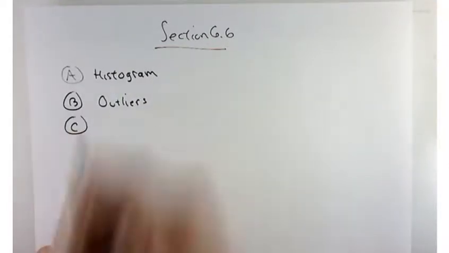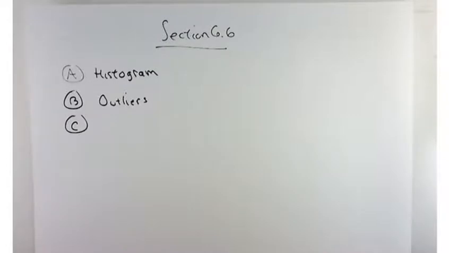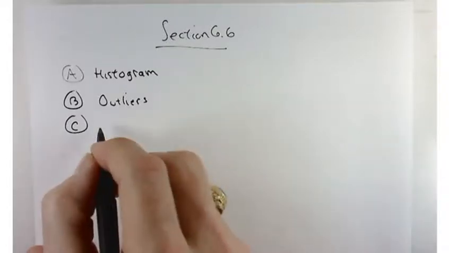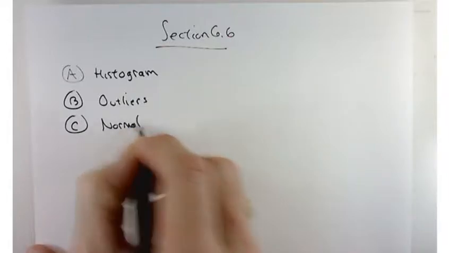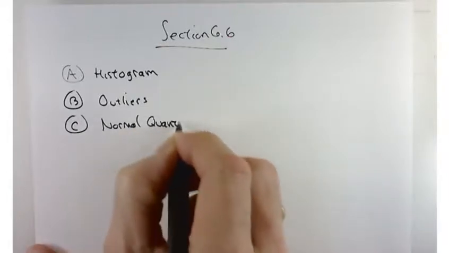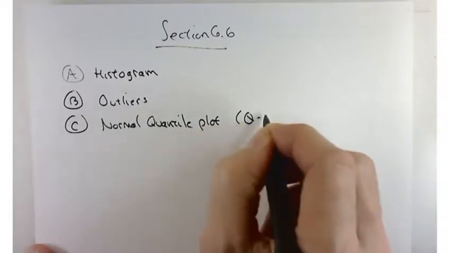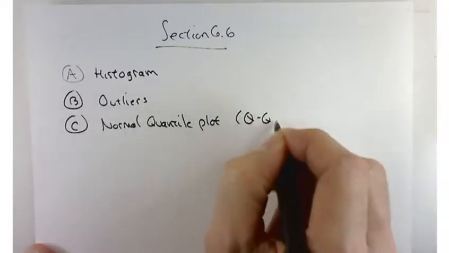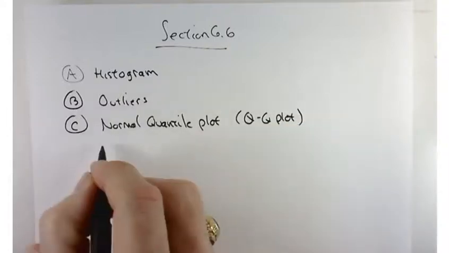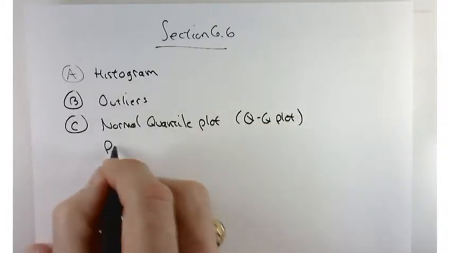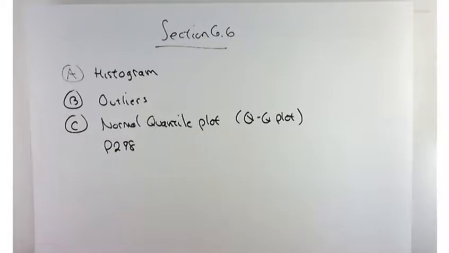The new one in this section for us is going to be something called the normal quantile plot. Sometimes called a QQ plot. You'll see this described on page 298. And we'll look at that in a moment.